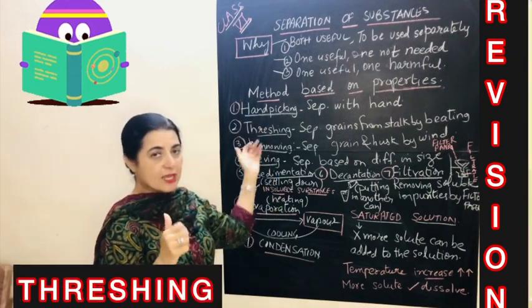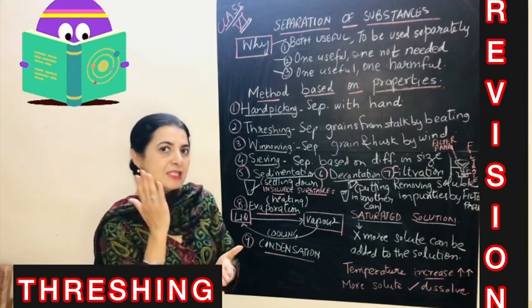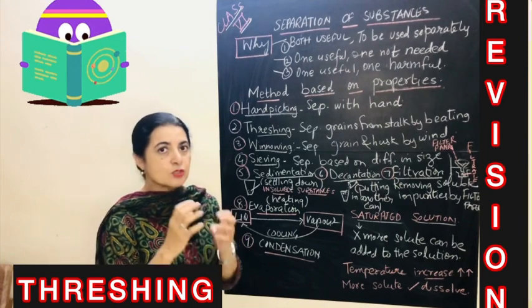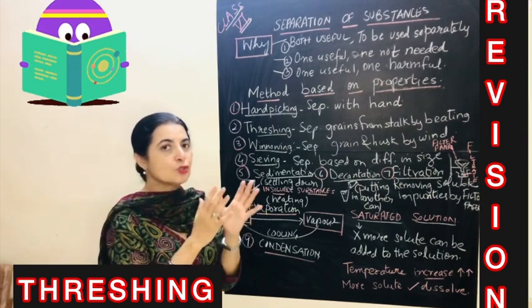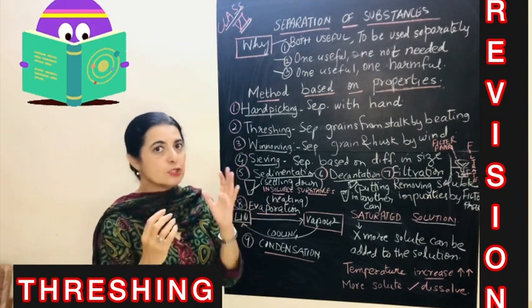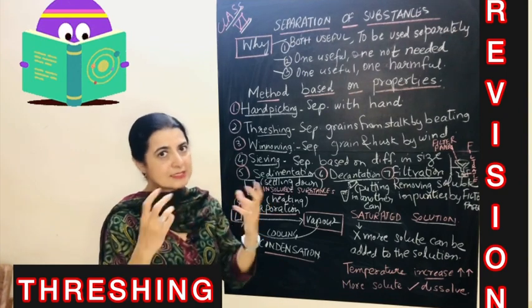Second is your threshing. Threshing is like thrashing, that is beating or hitting on the ground. So what are we separating? We are separating the stalks from the grain. मतलब जो grain stalk के साथ लगा है उसको हमने hit करके separate करना है.